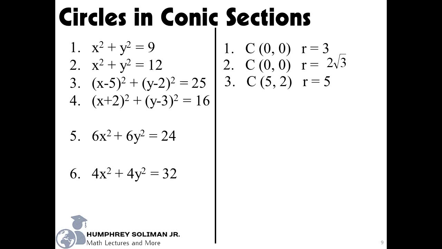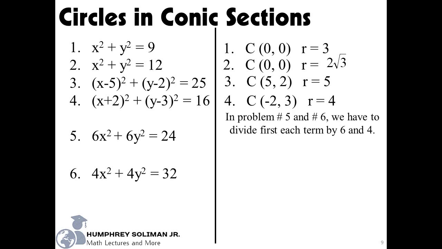Notice the sign of 5 and 2 were changed in writing the center (h, k). Number 4, the quantity x plus 2 squared plus the quantity y minus 3 squared equals 16. The center is (negative 2, 3), and the radius is 4. Number 5, 6x squared plus 6y squared equals 24. We have to divide both sides by 6, to get x squared plus y squared equals 4. The center is (0, 0), and the radius is 2.